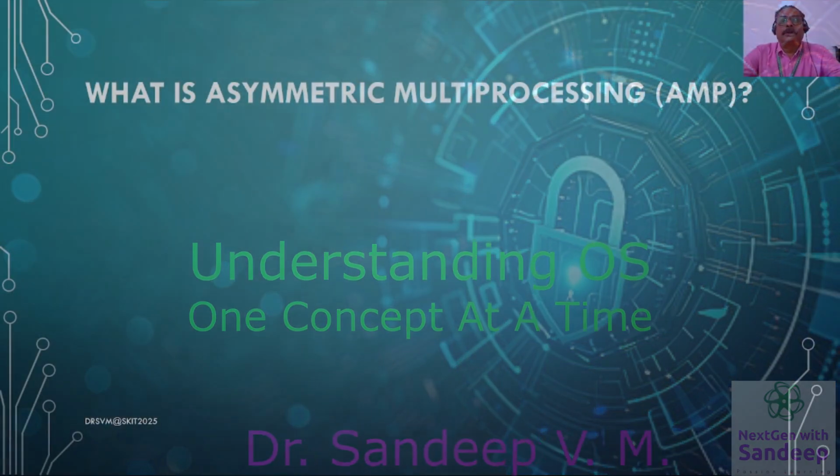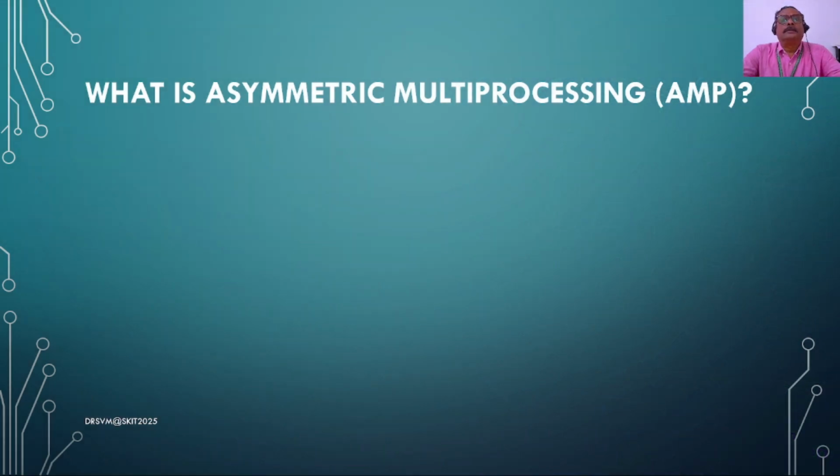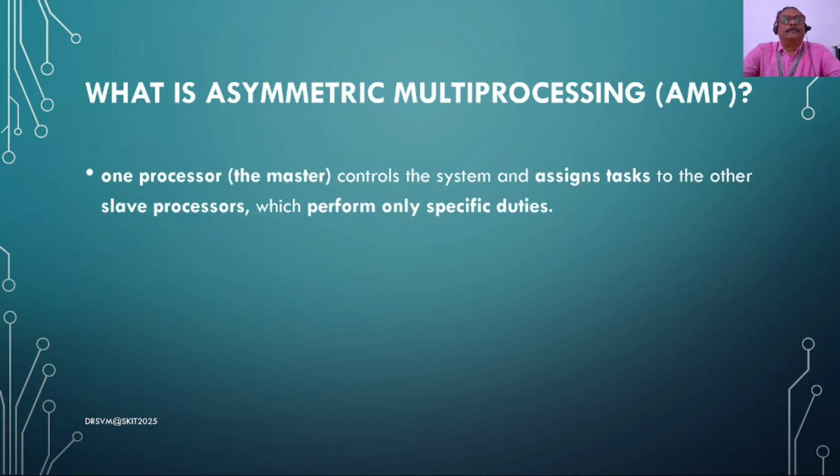Friends, now look at the two types of multiprocessing systems. To begin with, what is asymmetric multiprocessing, that is AMP. In this one processor, which is called master, controls the system and assigns tasks to other slave processors which perform only the specific duties.